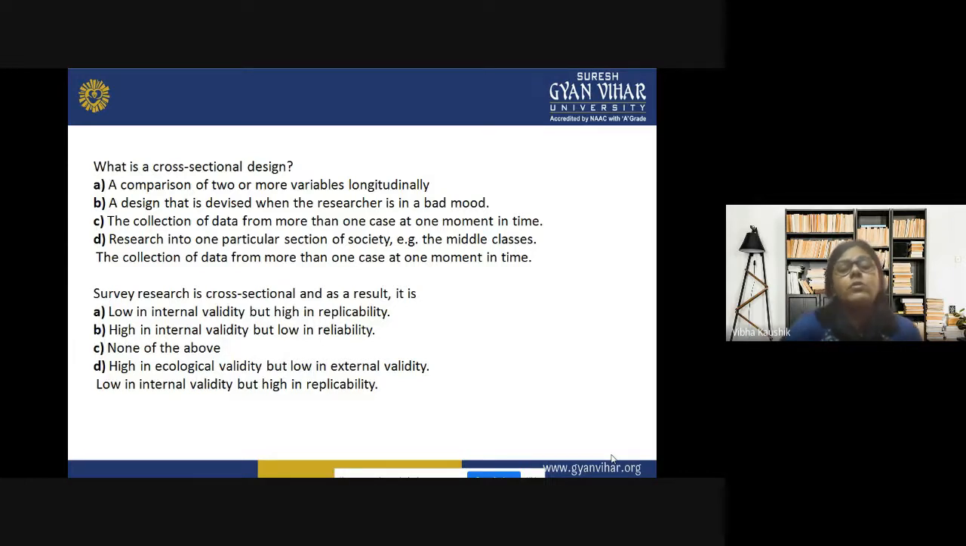Now the next one: survey research is cross-sectional and as a result it is. Options are: A, low in internal validity but high in replicability. B, high in internal validity but low in reliability. C, none of the above. Or D, high in ecological validity but low in external validity. So the correct answer is option A, that is low in internal validity but high in replicability.